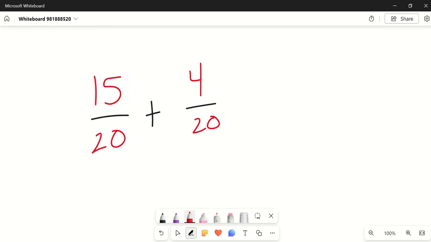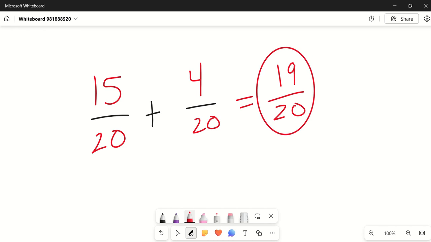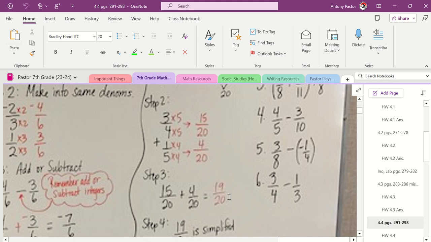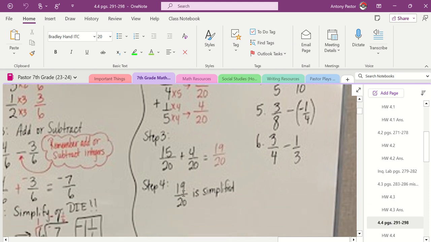Therefore, we have 15 plus 4. It will give me 19 out of 20, and that is simplified. They have no common factors. My correct answer is 19/20. And if we look here, that's exactly what we got here. 19/20 is simplified.